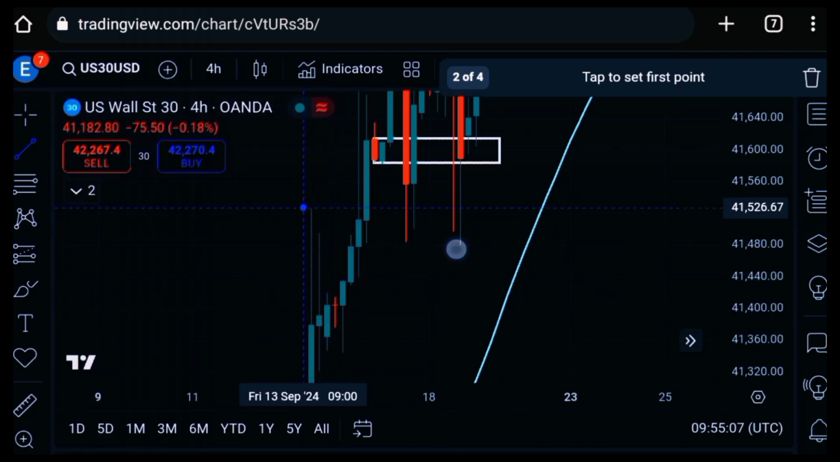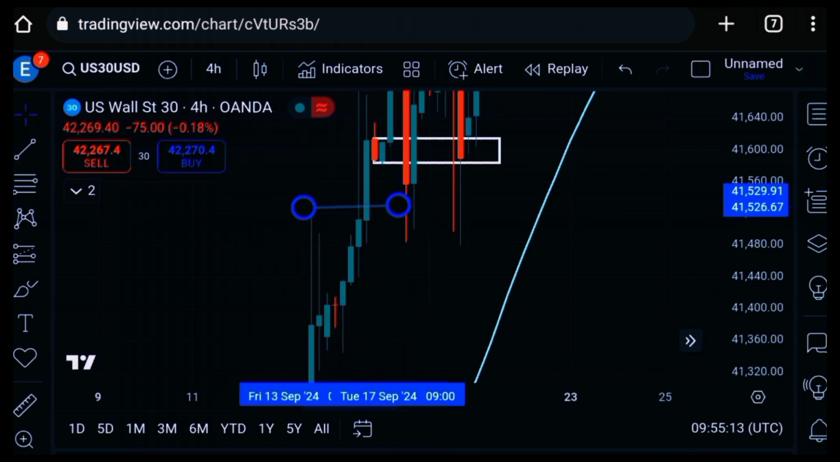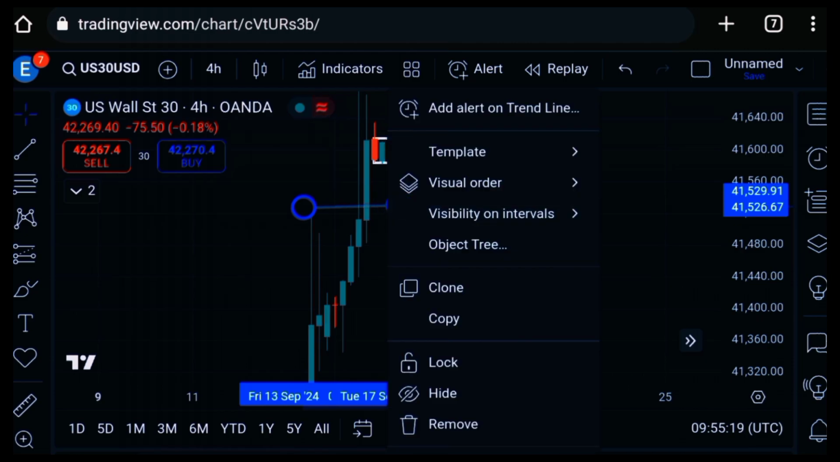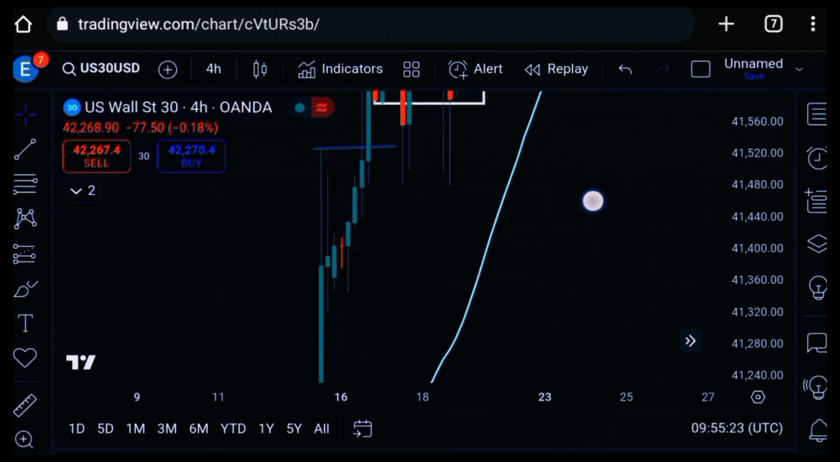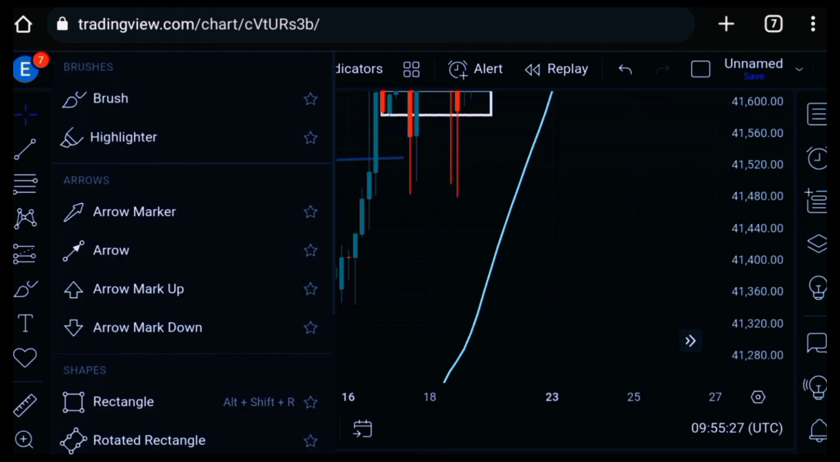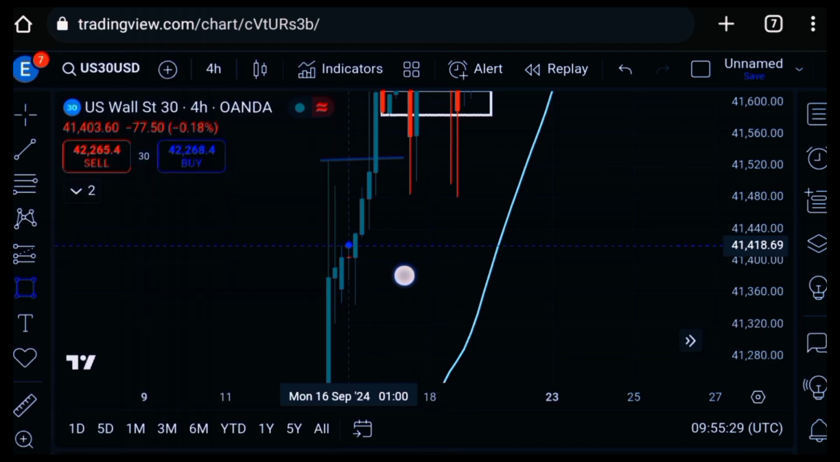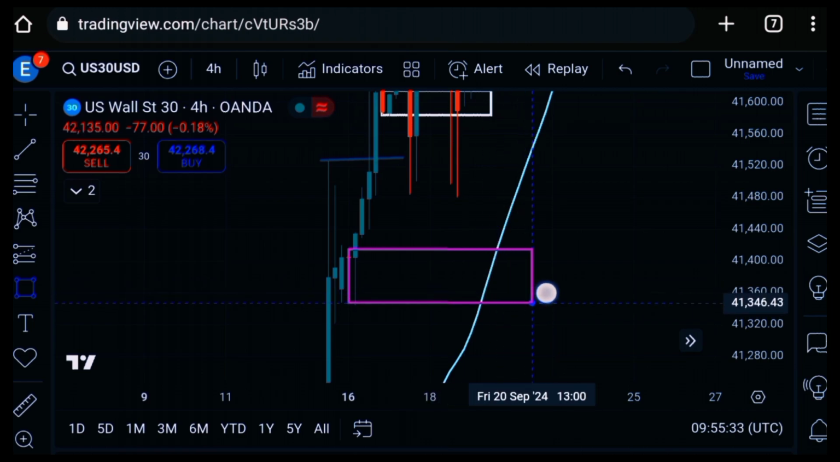We have a break of structure here. We have a nice break of structure right there, and the zone that led to that break of structure was here. It was this zone, but the market didn't come back to that zone.